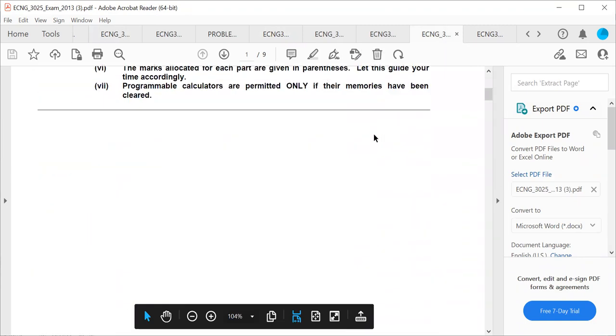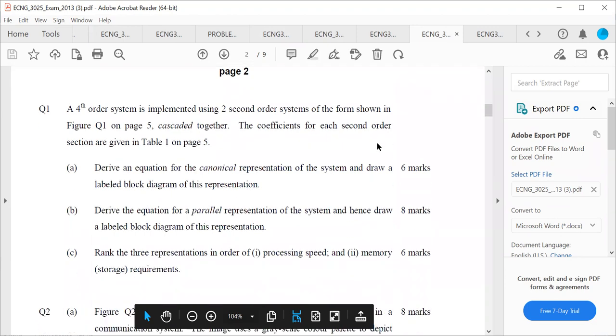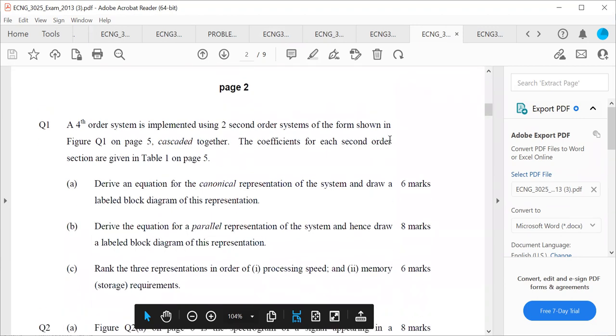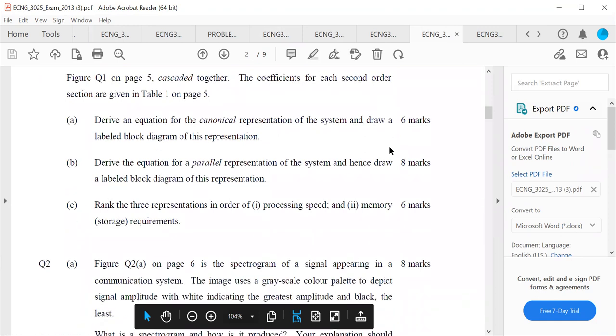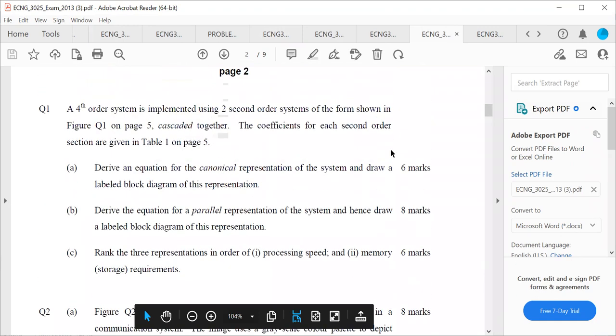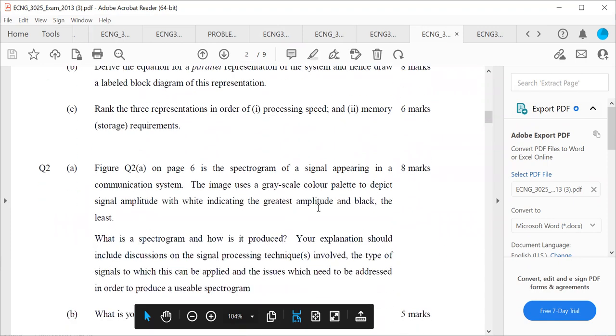9, 10, 11, 12. Let me see if there's anything different in here. Right. So this one is a more conventional type paper here. Same sort of thing. On the various representation forms and so on. It's asking you a little bit now how you rank them in terms of processing speed, memory, and storage.